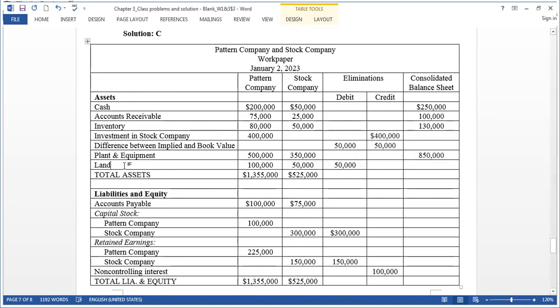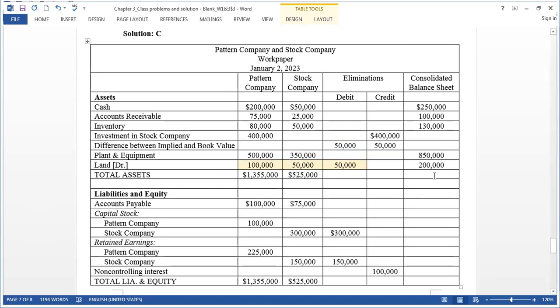So we know that land's normal balance is debit. So this is the parent company's land. This is the subsidiary company's land, right? So these two are going to add. And this is also debit. So all three of these accounts are debit, right? Debit means plus. And it is $200,000.